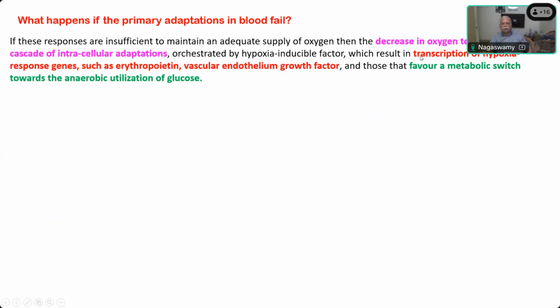factor, which results in a transcription response in the genes, and that is what stimulates erythropoietin to produce more RBCs, and there is a stimulation of vascular endothelial growth factor, and those that favor movement towards the anaerobic utilization of glucose. So these three are the intracellular responses if the compensatory mechanisms of the initial phase fail.